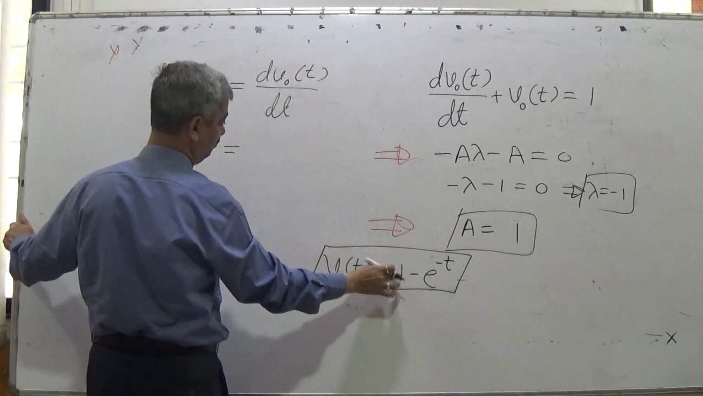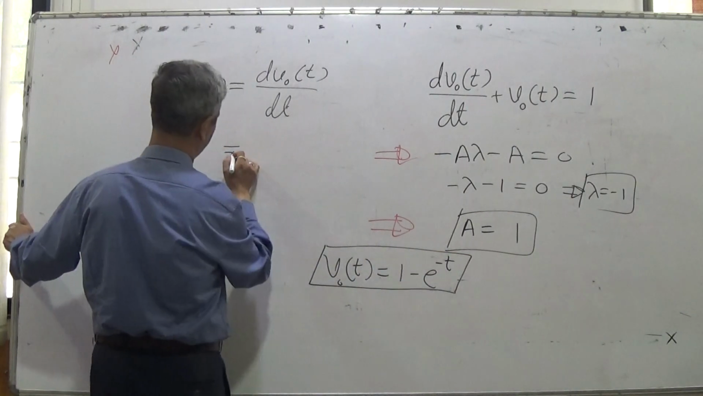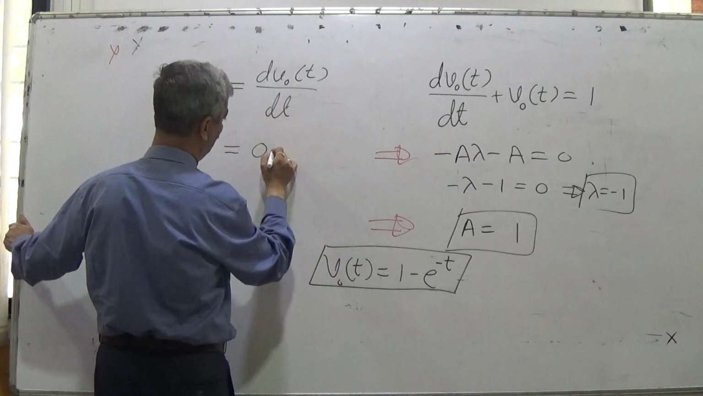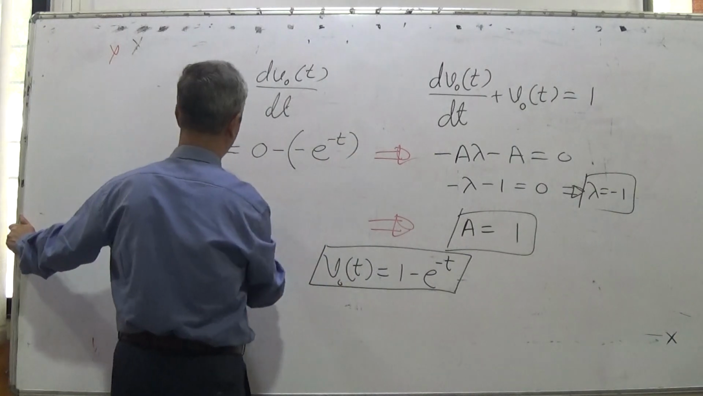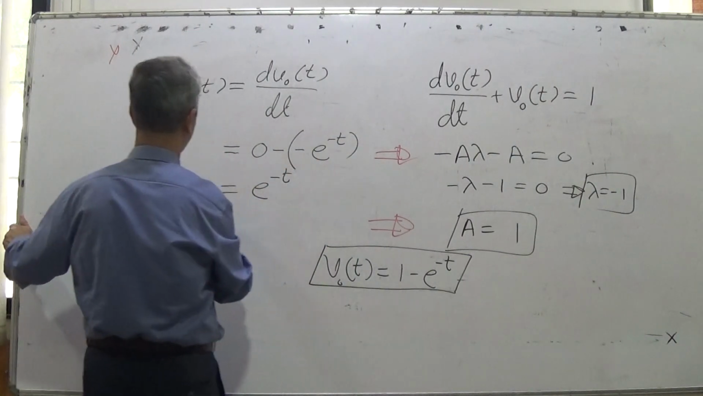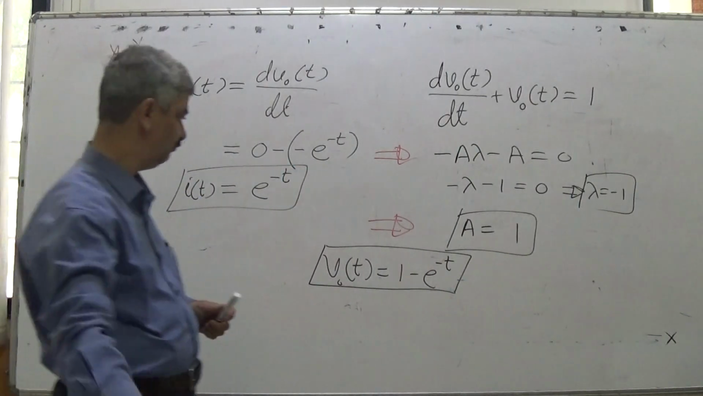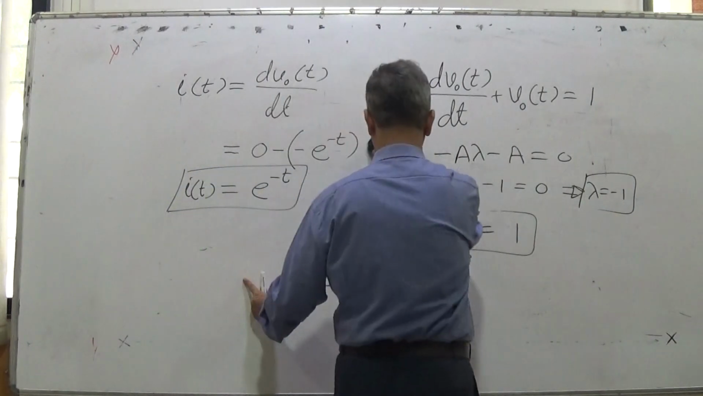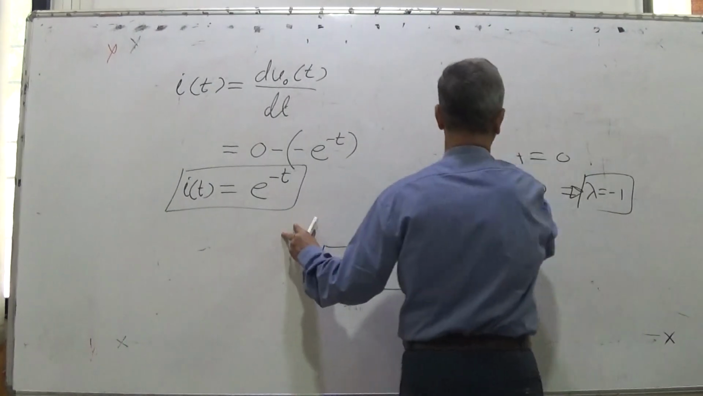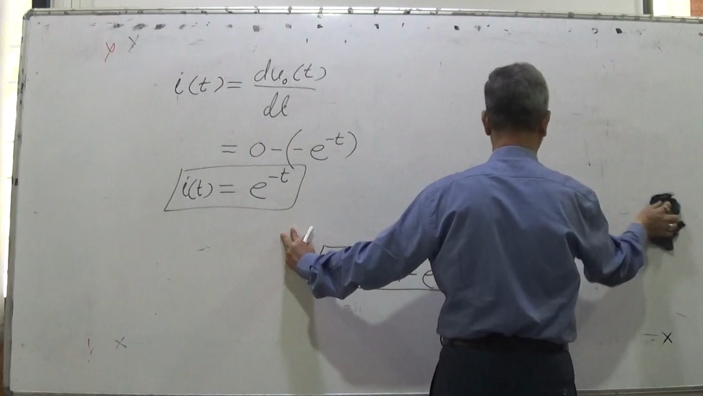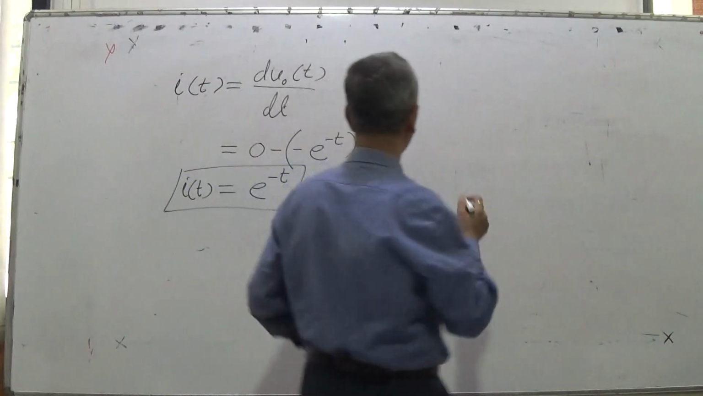So derivative of 1 is 0, minus derivative of e raised to minus t, which is minus e raised to minus t. So that is e raised to minus t. So VOT is 1 minus e raised to minus t and IT is e raised to minus t. These are the answers. This is what we say as charging of capacitor.